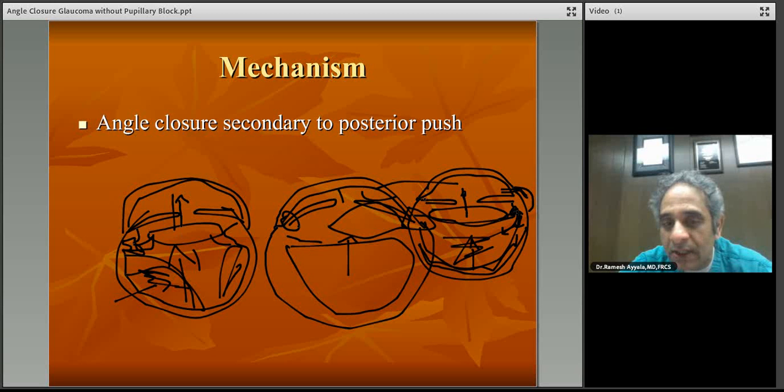At some point, the choroidal volume also increases. Between the hydrated vitreous and increased volume of the choroid, you have an anterior push mechanism leading to shallow chambers and angle closure.